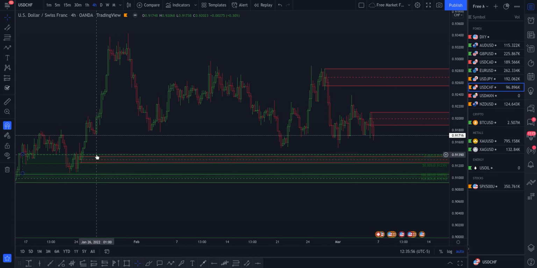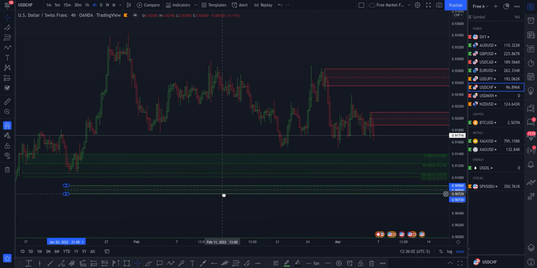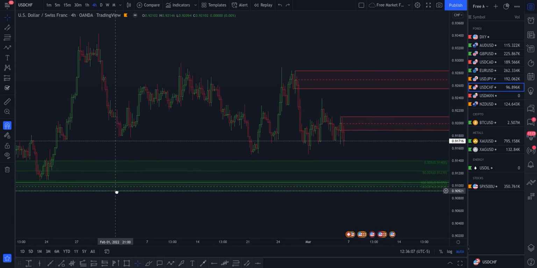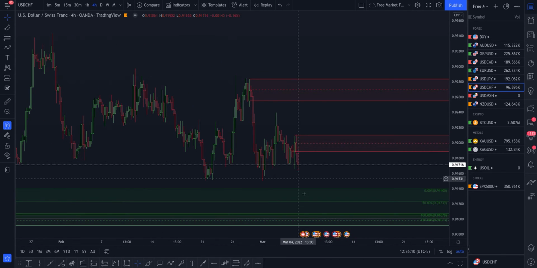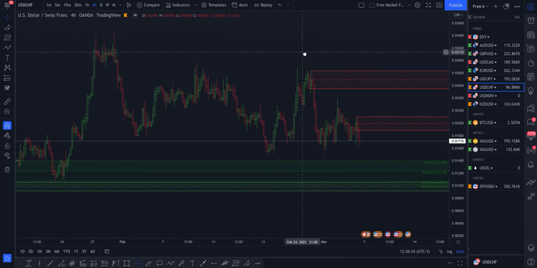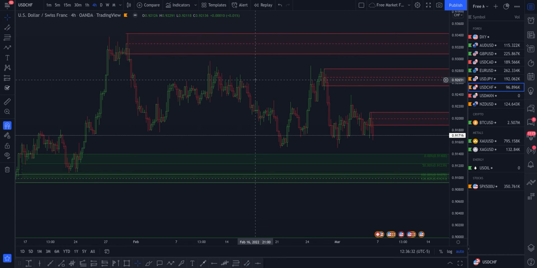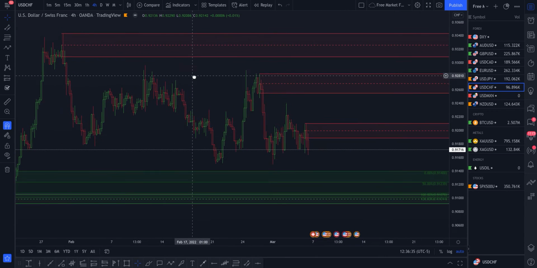That has been mitigated. That's why we don't have that one. All right, so our next unmitigated 4 hour zone would be in this area. So we could definitely see this pair bouncing in between this 4 hour zone or even this institutional accumulation area, and bouncing in between this 4 hour supply or even coming up to this 4 hour supply. This 4 hour supply has not been mitigated, so let's throw this in there. We could possibly see a reaction this week off of this zone as well.